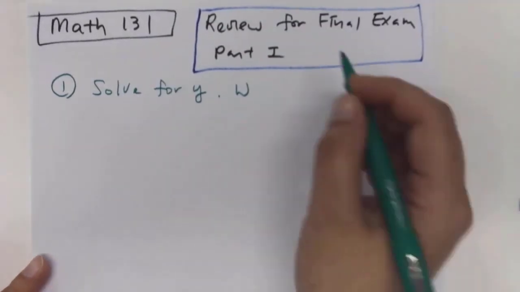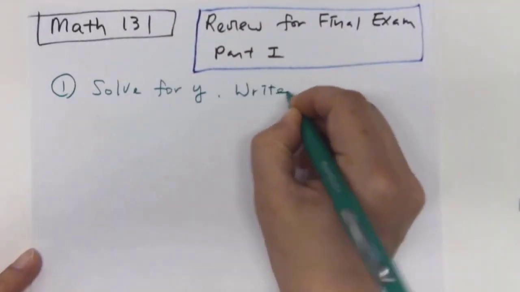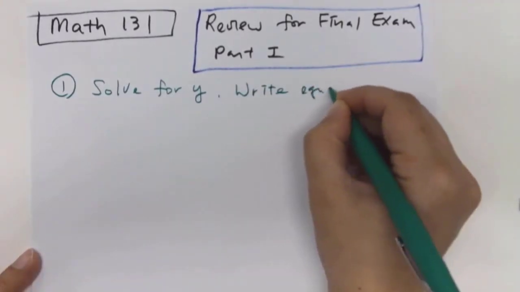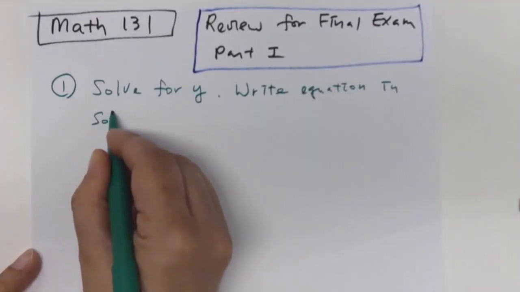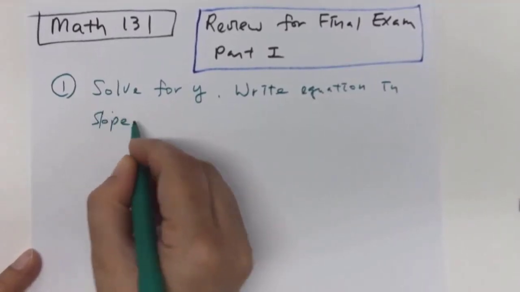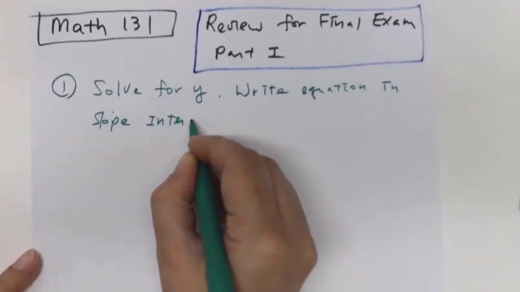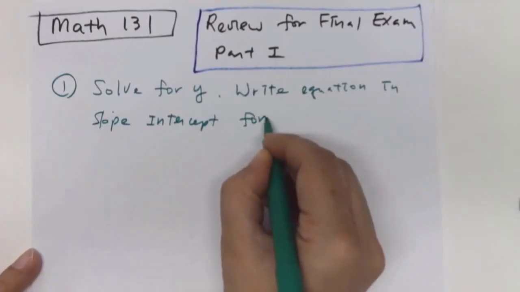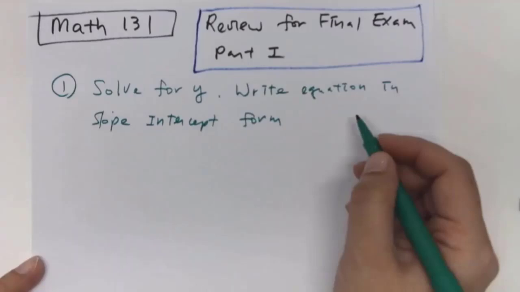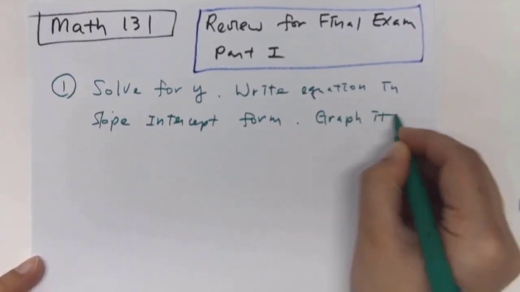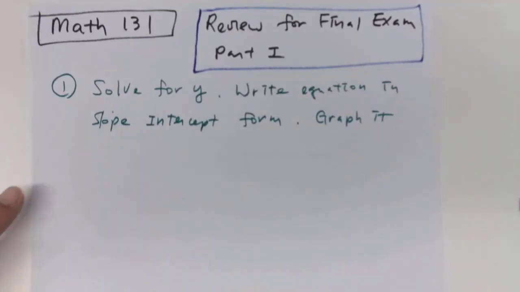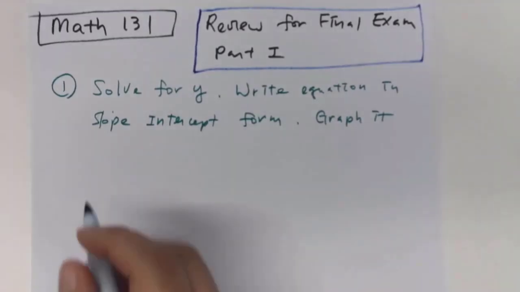Okay, so we're going to solve for y, and we want to write the equations in slope-intercept form. And after that, we want to graph it. I think several of you didn't do very well on this question on the first exam, so let's see how to do it.